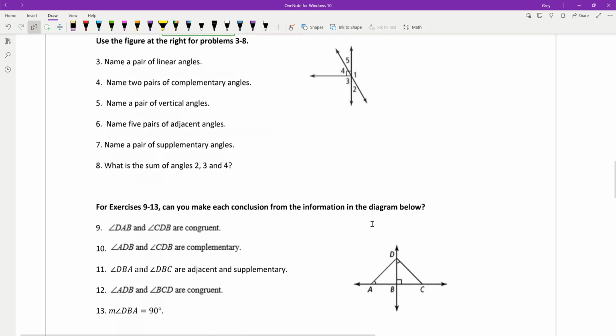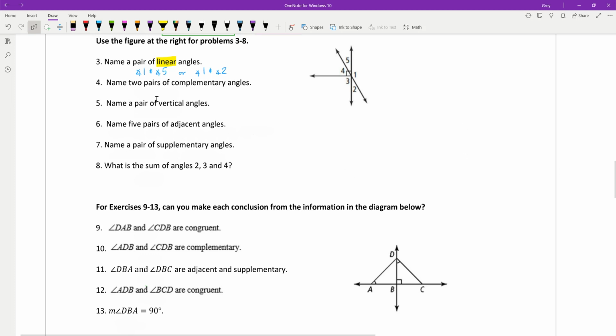Okay, look at this. Use the figure at the right for problems 3 through 8. Name a pair of linear angles. So linear angles means the key in this particular thing is this right here. That means their non-common side makes a line. So I have a line here, and I have a line here. So I can either choose angle 1 and angle 5, or I could choose angle 1 and angle 2 because they are adjacent and their non-common side makes a line.